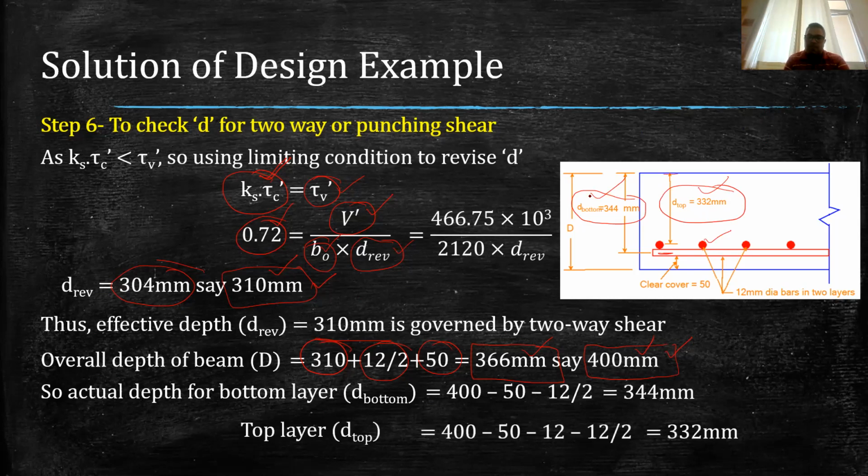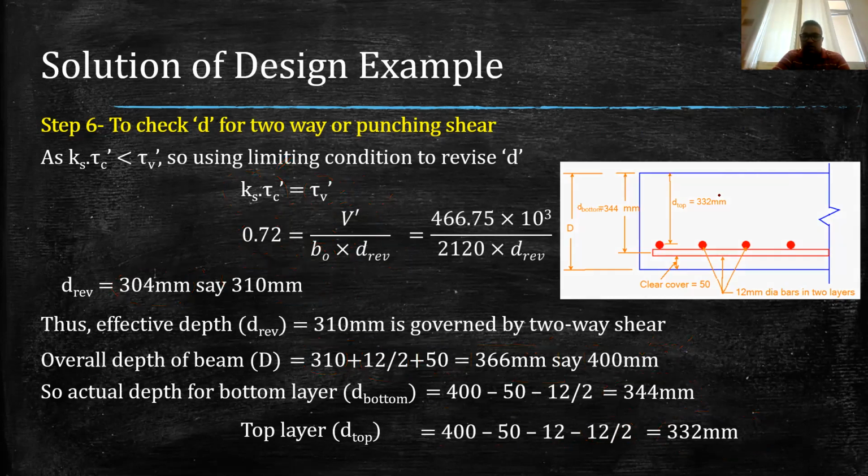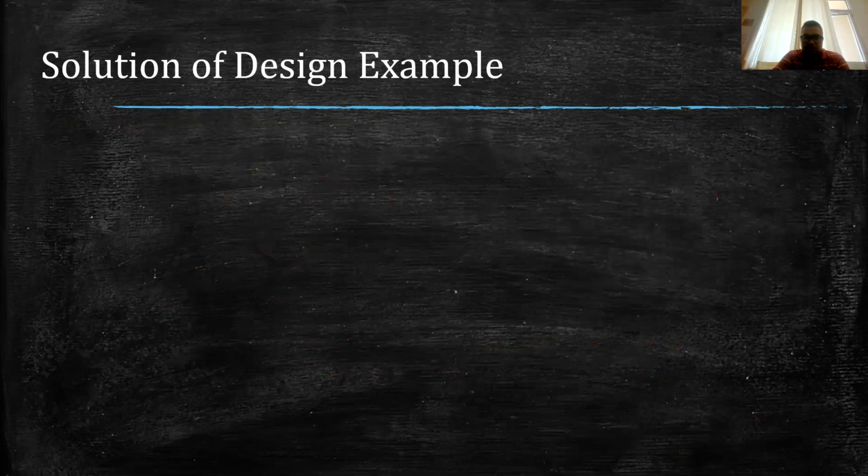You can see D bottom is 344, D top is 332. D bottom is overall depth minus clear cover minus half of the diameter of bar. Similarly, for the top layer, overall depth minus clear cover minus diameter of bar for the bottom one and half of the diameter of bar of the top bar. This is how we calculate the D top. Now this D bottom and D top will be used to calculate the reinforcement area.